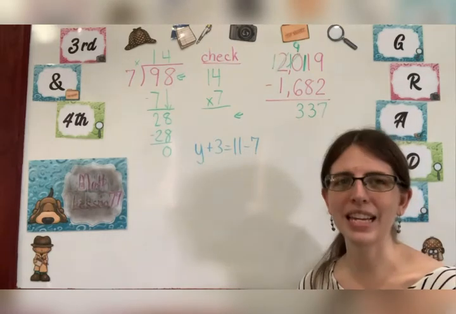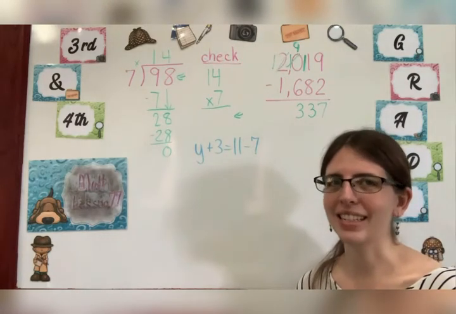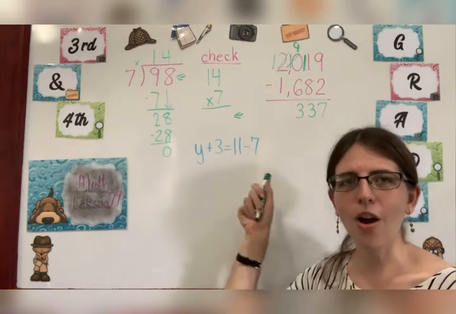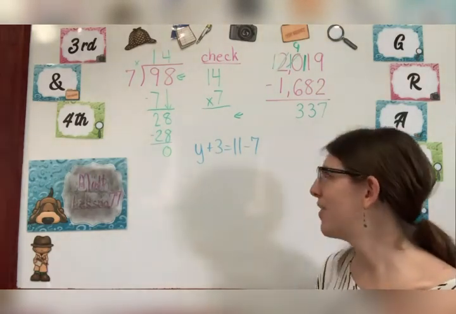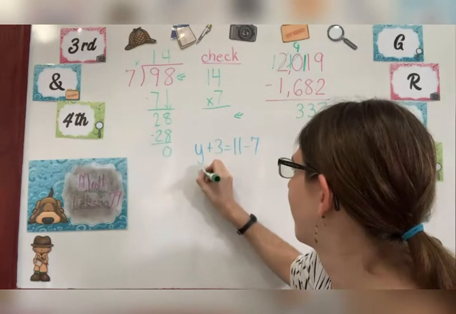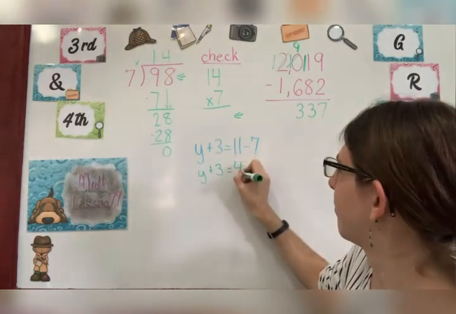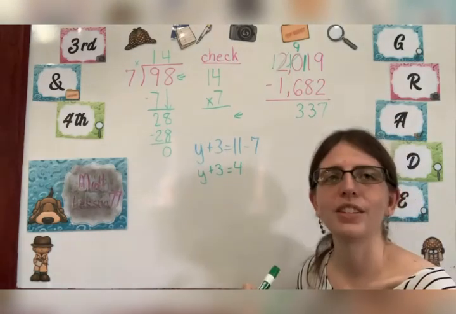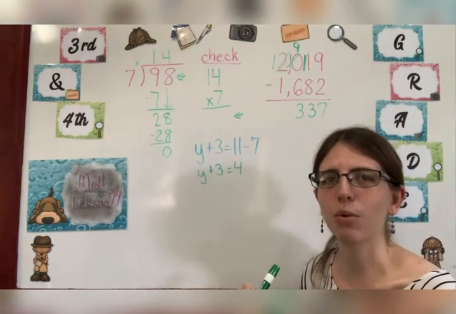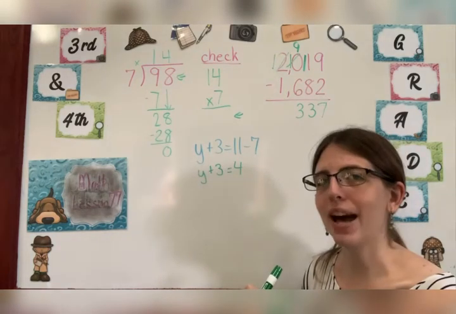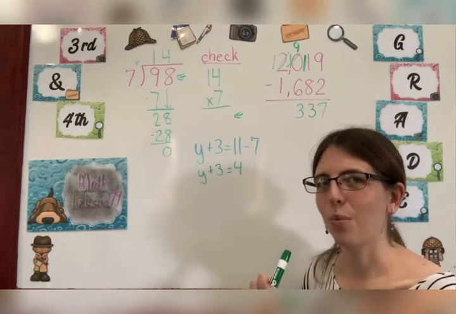Y plus 3 equals 11 minus 7. Start by doing what you know. We know what 11 minus 7 is. What's 11 minus 7? 4, excellent. Okay, so now I have y plus 3 equals 4. I need to get y by itself. What do I have to do?